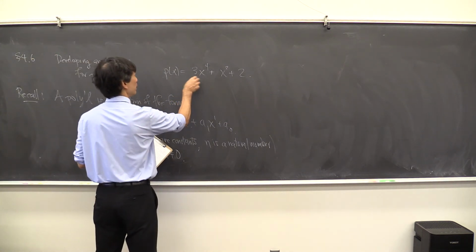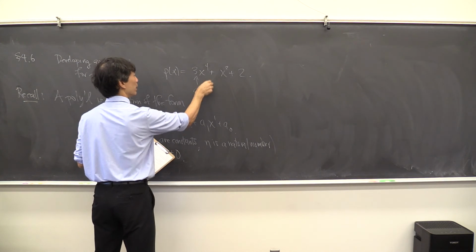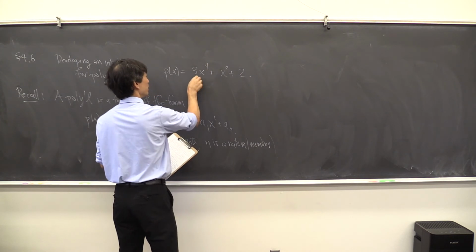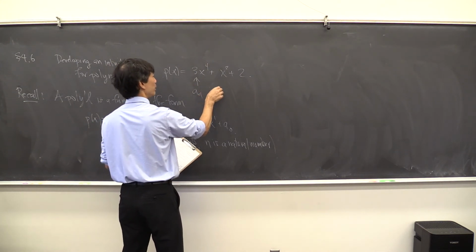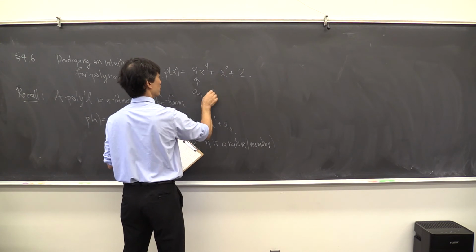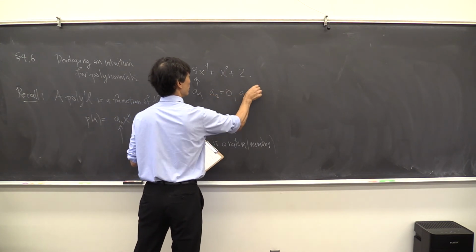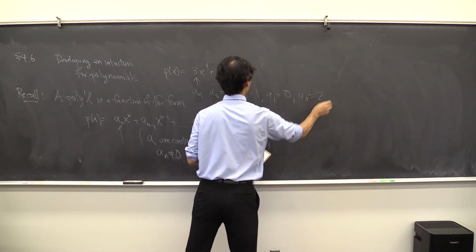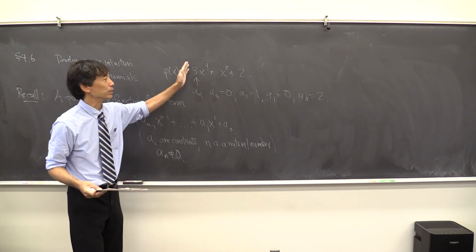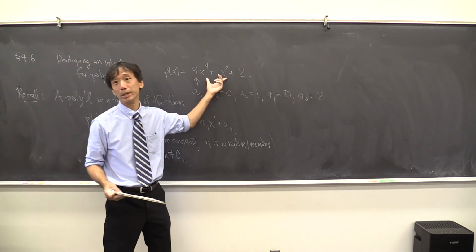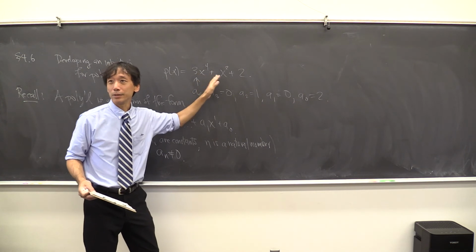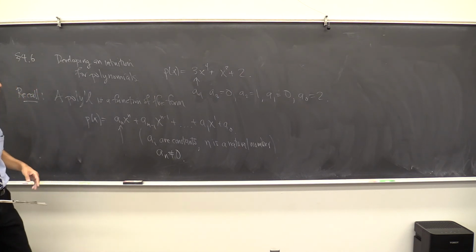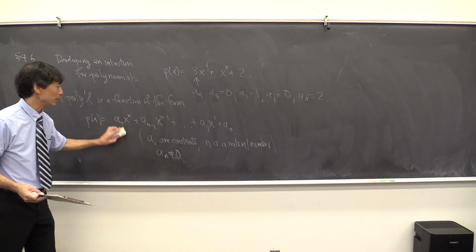So here, this would be our a_4. a_3 would be 0. a_2 is 1, and a_1 is 0, and a_0 is 2. These are the coefficients. You have this 3, 0, 1, 0, 2 in this one. You guys getting this? This was really confusing to me when I first saw it. Maybe it's clear enough.